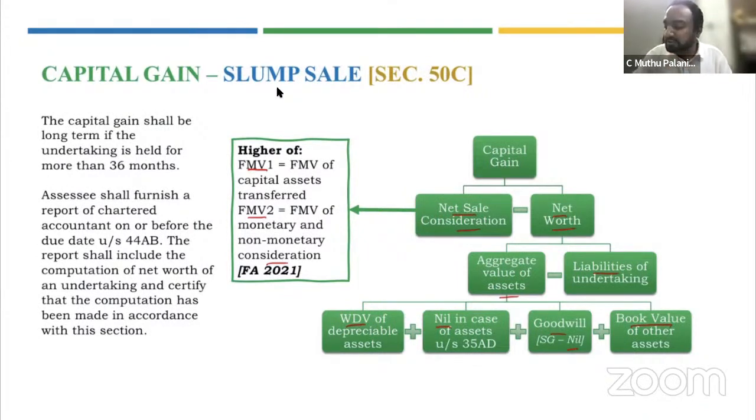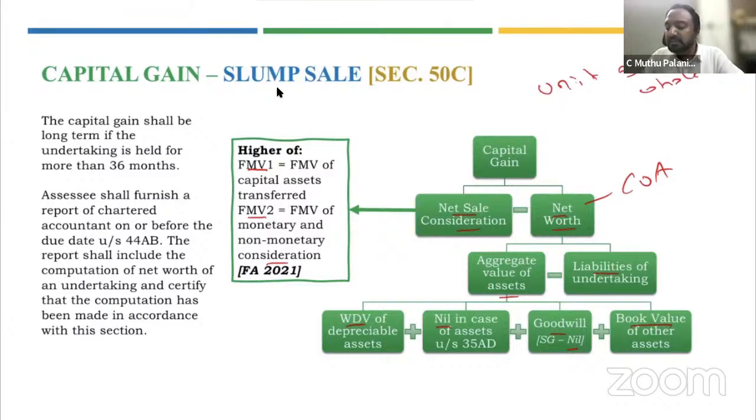What is my cost of acquisition? Net worth is my cost of acquisition. What is my net worth? It is value of assets minus liabilities. What is my assets? It is WDV of depreciable assets, nil in case of 35AD assets. Goodwill, if it is acquired, actual cost. If it's self-generated, it is nil. Book value of every other asset. So now, when it says slump sale, we said unit as a whole. So all the assets and liabilities are transferred.